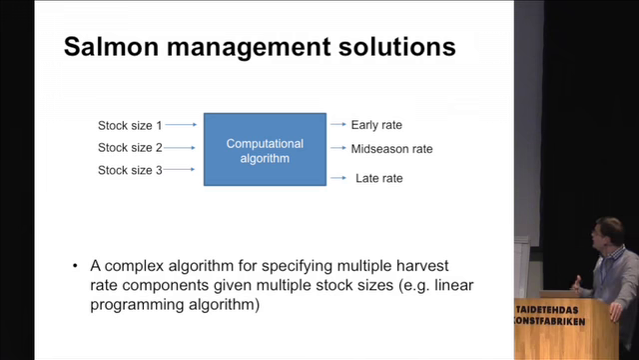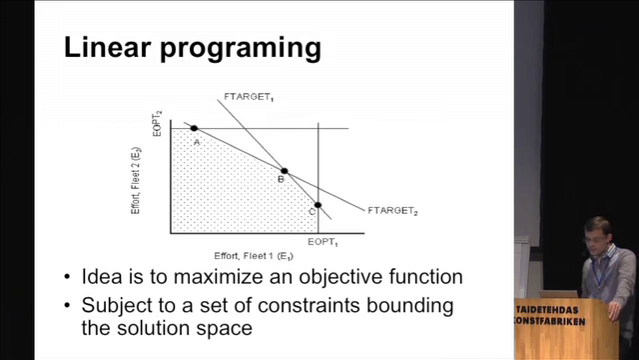Okay, the third way, and the way that I'm really exploring more myself, is to use multiple harvest rates to address multiple stock states, and you'd use a complicated computer algorithm in order to calculate what the appropriate harvest rates are at different times through the fishing season. In this case, I use a linear programming algorithm. I'm going to very briefly introduce linear programming.